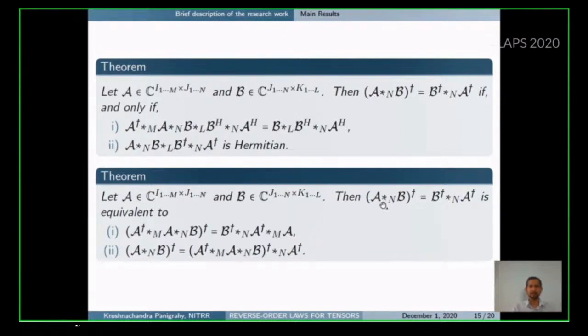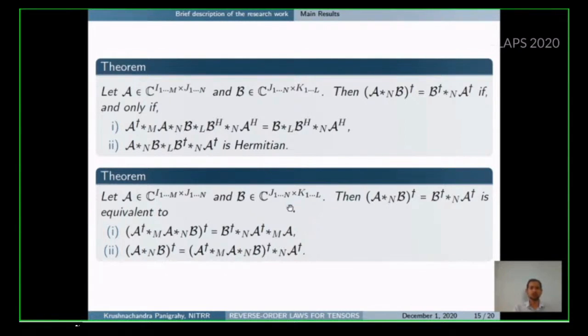Also, we find that if A dagger and B dagger satisfy the reverse order law, as well as A star n B and its Moore-Penrose inverse equal to A Moore-Penrose inverse star n A star n B Moore-Penrose inverse star n A Moore-Penrose inverse, in that case the reverse order law also holds. These are the two results of my article, whereas we also find more results.